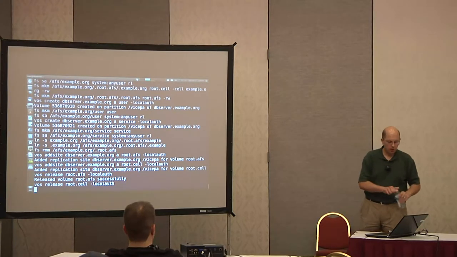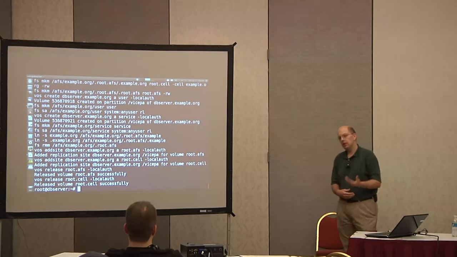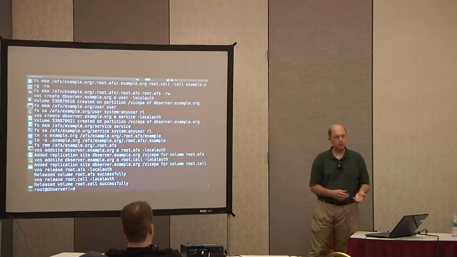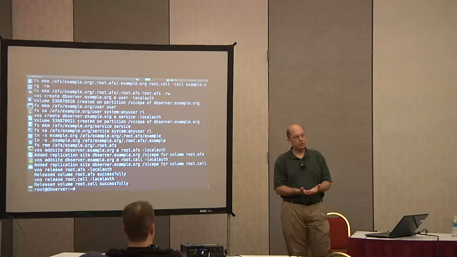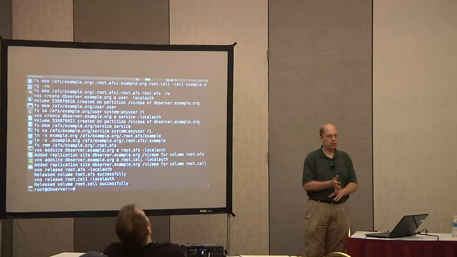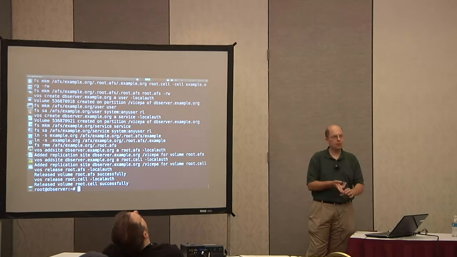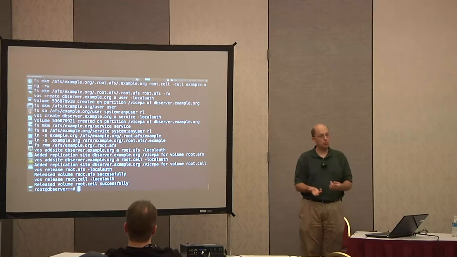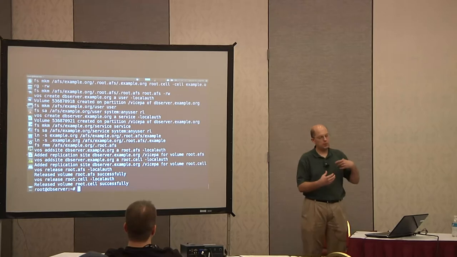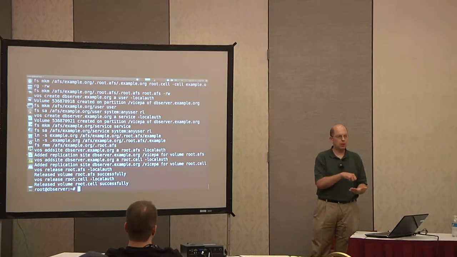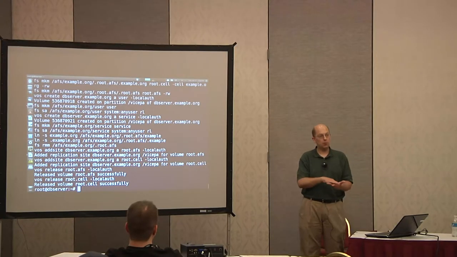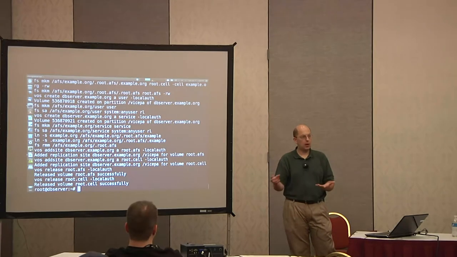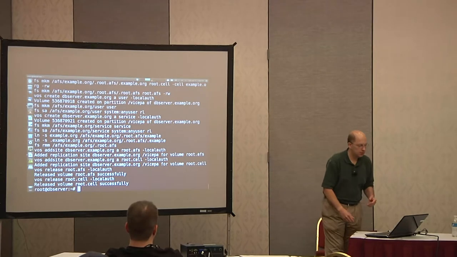Now here you're seeing it do a vos release. A vos release is when you update the read-only replicas. You have a couple different types of volumes. You have read-write volumes, you have read-only volumes, and you have backup volumes. Backup volumes are really just special cases of read-only volumes. And when you update a read-write volume, you have to run a command called vos release that will then update all the read-only replicas, which is a differential update. It's not a full copy. It just copies the differences.